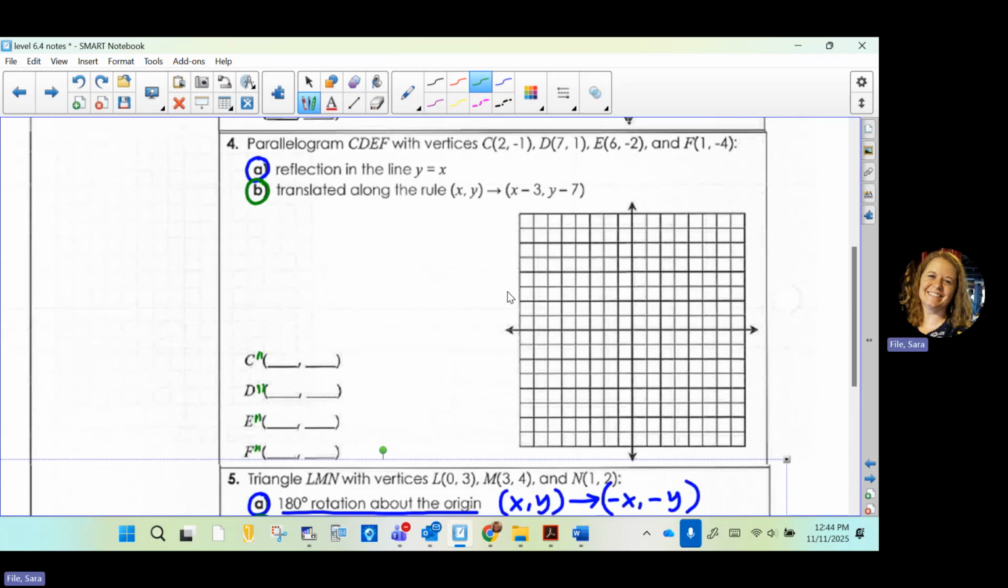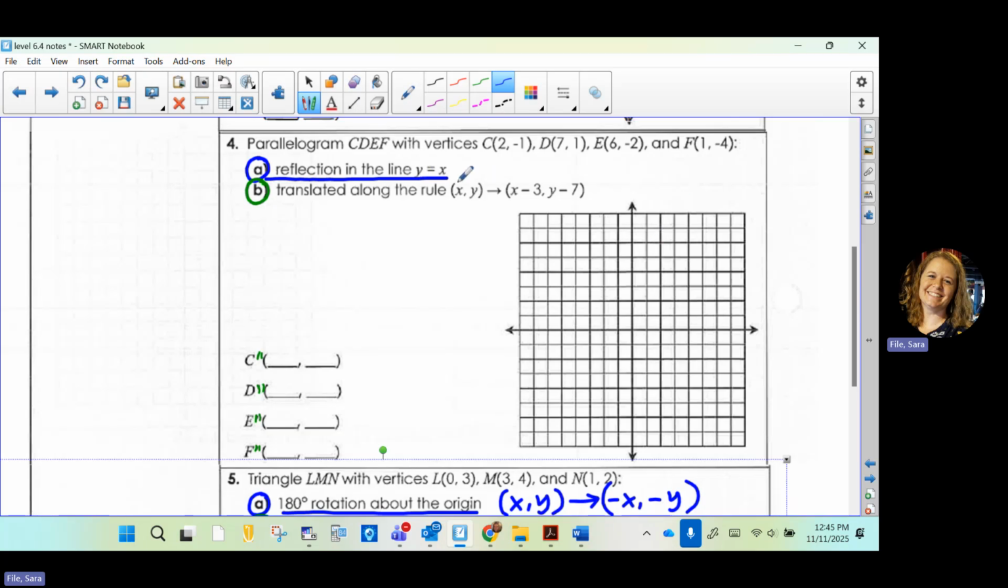So in number 4, we have a parallelogram. So we've got 4 points this time. It's a reflection and then a translation, which we did on the front, reflections and translations. I would probably do this algebraically as well because of the reflection being the line y equals x. It's not just an up and down or left and right reflection like on the front. You're not just going over the x-axis or y-axis.